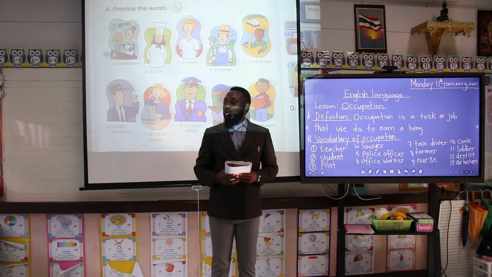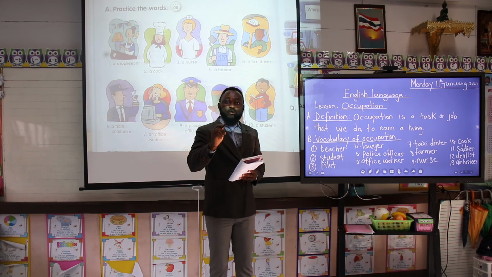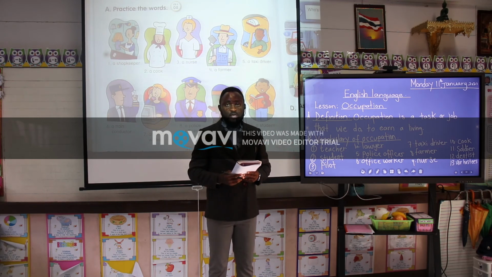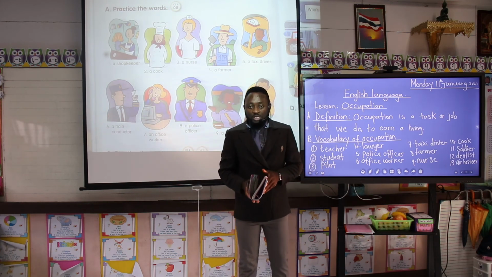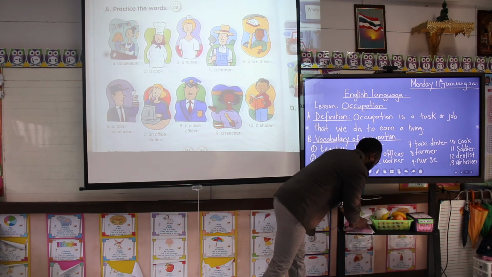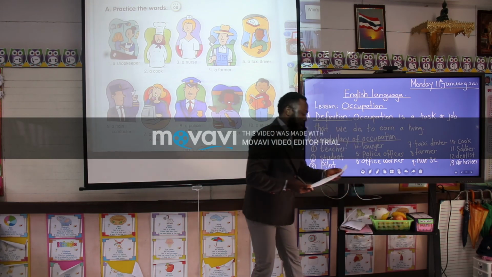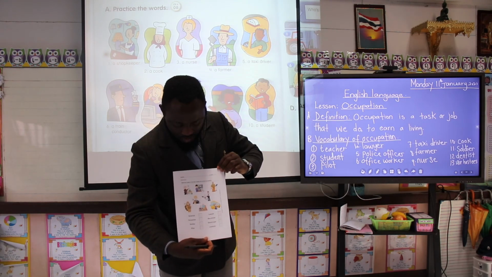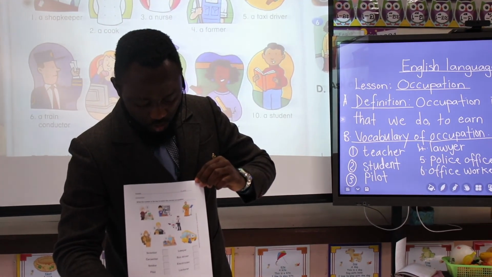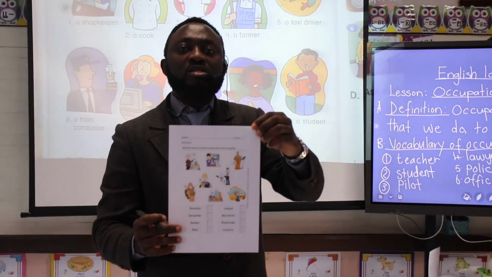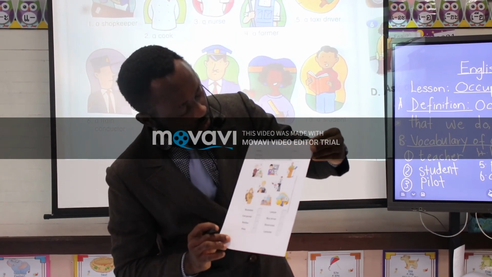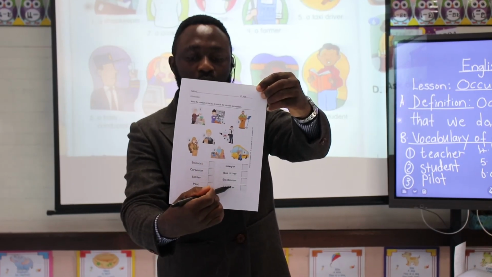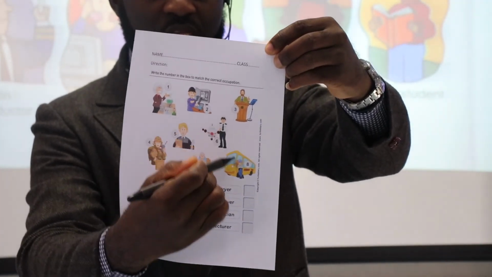Before we go, I'm going to give you some exercise to do. Tomorrow we are going to be talking about sentences. We are going to try to form some sentences using different types of occupation. Our exercise today will be: write the number in the box to match the correct occupation. You look at the words below and you number it. You take the numbers and fill them in the boxes.